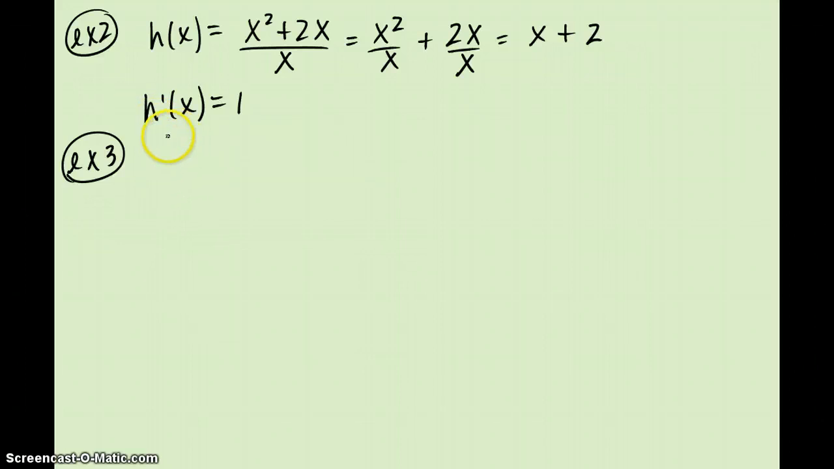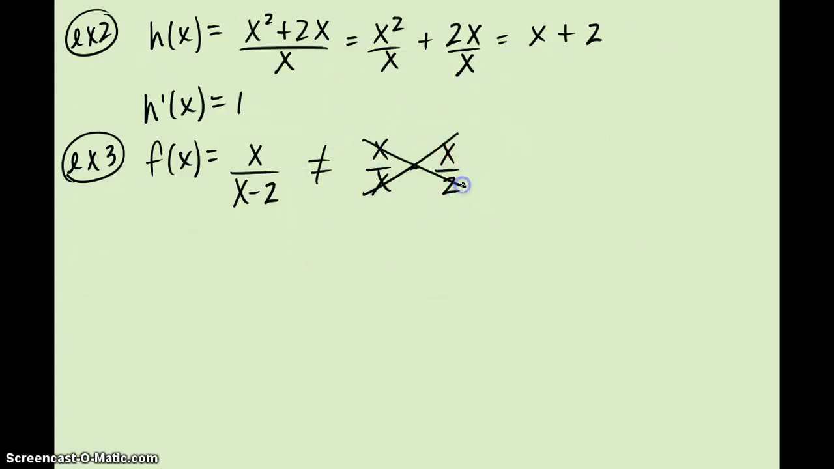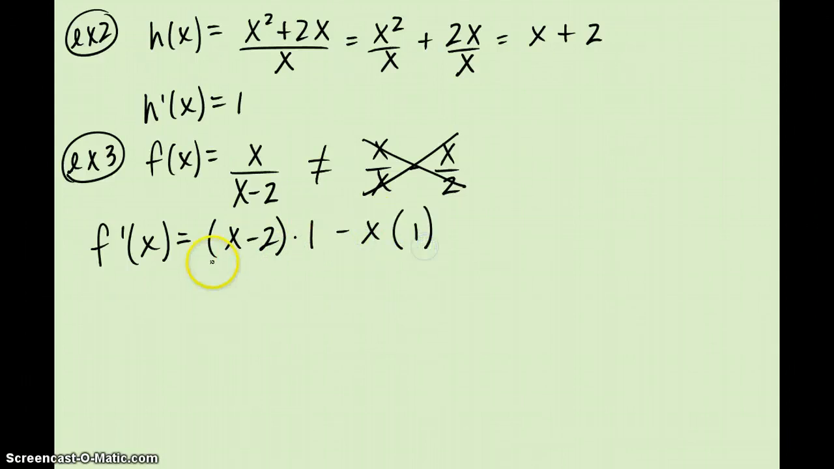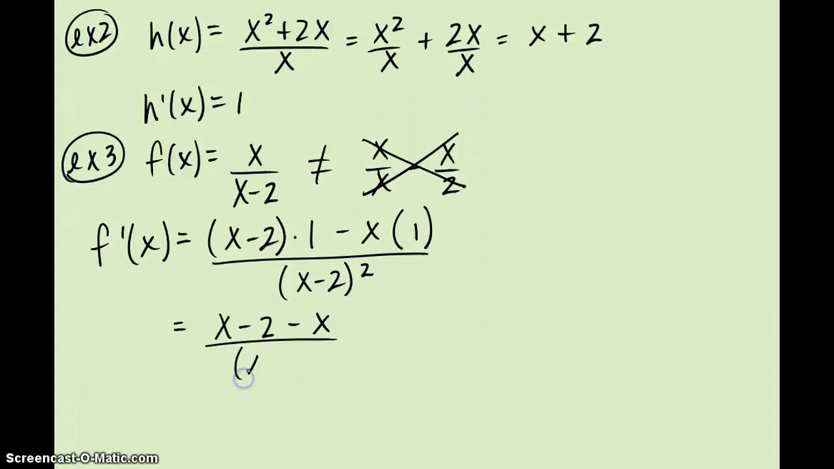Alright, let's look at something like f of x equals x over x minus 2, however. You can never break up a denominator. So I couldn't write this as x over x minus x over 2 and then use the power rule. Okay, not mathematically correct. So this problem needs the quotient rule. So the derivative, bottom function times the derivative of the top, minus top times the derivative of the bottom, all over bottom function squared. So simplifying a little, x minus 2 minus x, and then the x's cancel, and my derivative would be negative 2 over x minus 2 squared.